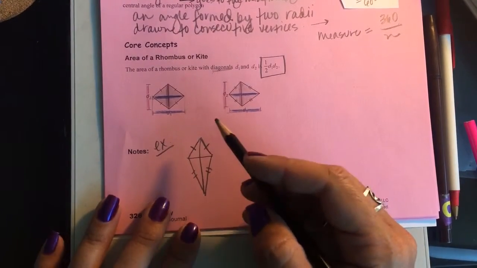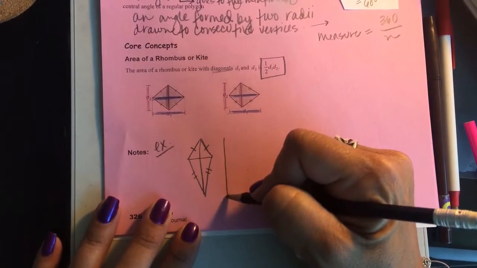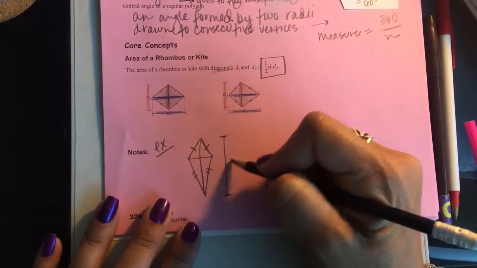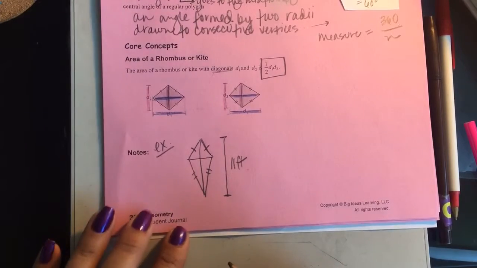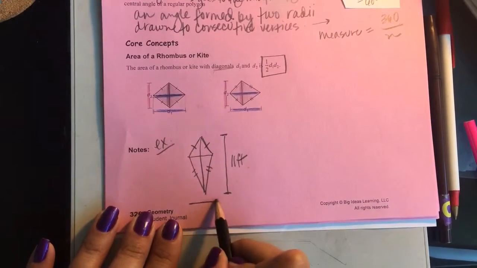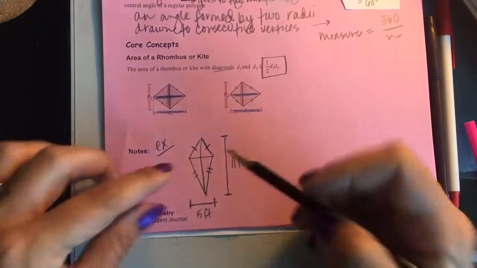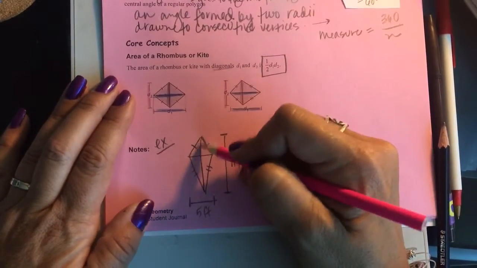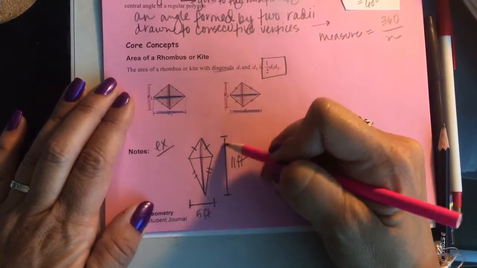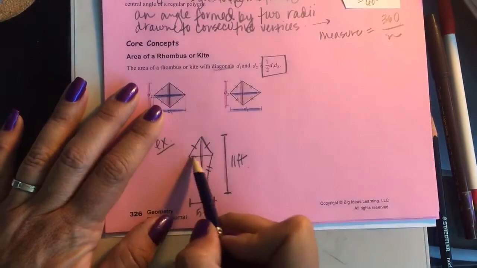Now, let me give you some measures here. I got 11 feet and I got 5 feet. And yes, those are meant to represent the two diagonals.